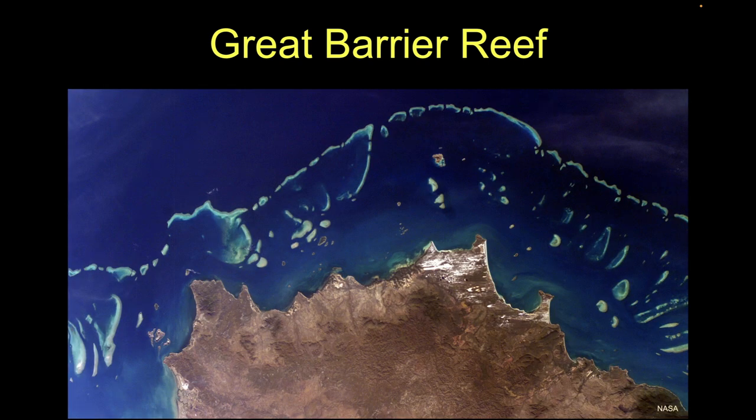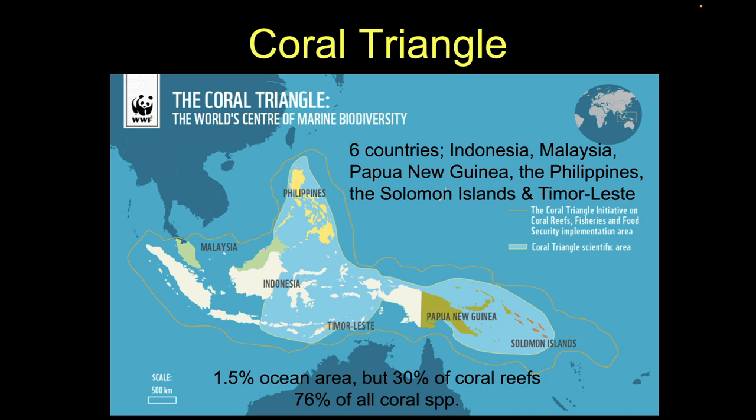This is what it looks like. So we have the land on the bottom here, and then this whole network of shallow reefs and caves and things of that nature.